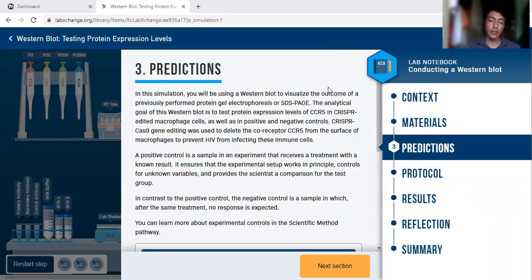In this lab, we're going to be using the Western blot to visualize the outcome of a previously performed SDS-PAGE lab. Here we're going to test the expression of the protein CCR5 in CRISPR-edited macrophage cells, as well as using the positive and negative controls. Here we're going to use the CRISPR-Cas9 gene editing that was used to delete the co-receptor CCR5 on the surface of macrophage cells to prevent HIV from infecting them.